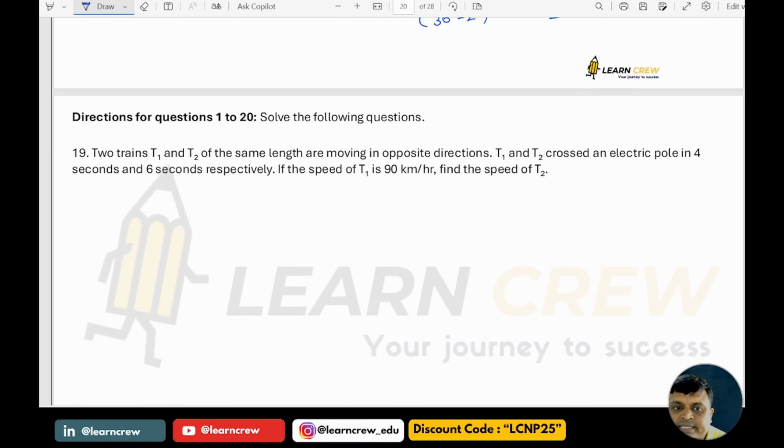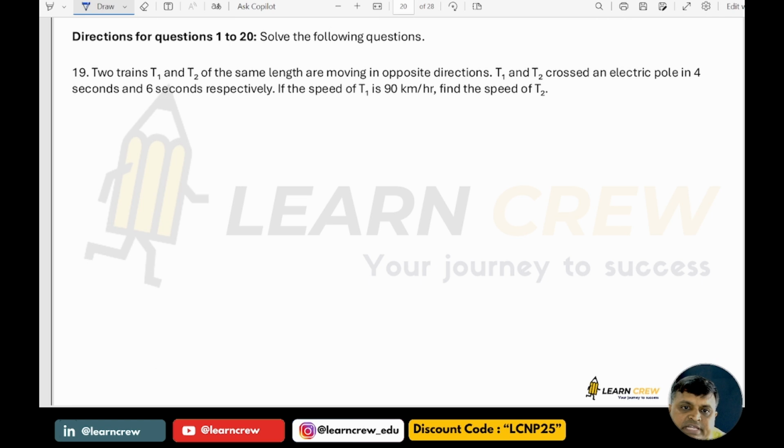Next, question number 19. Two trains T1 and T2 of the same length are moving in the opposite directions. T1 and T2 cross an electric pole in 4 seconds and 6 seconds respectively. So if the speed of T1 is 90 km per hour, the speed of T2 would be. So please see here, 4 and 6 means 1.5 times. So the ratio is 2:3.